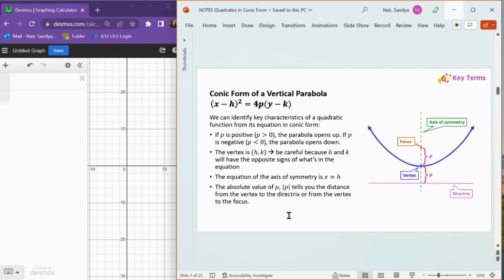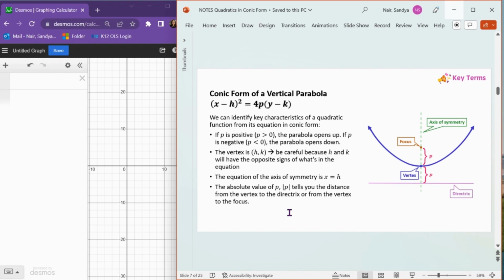That leads us to conic form of a vertical parabola. This is a new type of equation that we learn in Algebra 2. We can write the equation of a vertical parabola as (x - h)^2 = 4p(y - k). Once again, this equation is going to tell us a lot about the key features of the parabola. If p is positive, p > 0, the parabola will open up. If p is negative, p < 0, the parabola will open down.